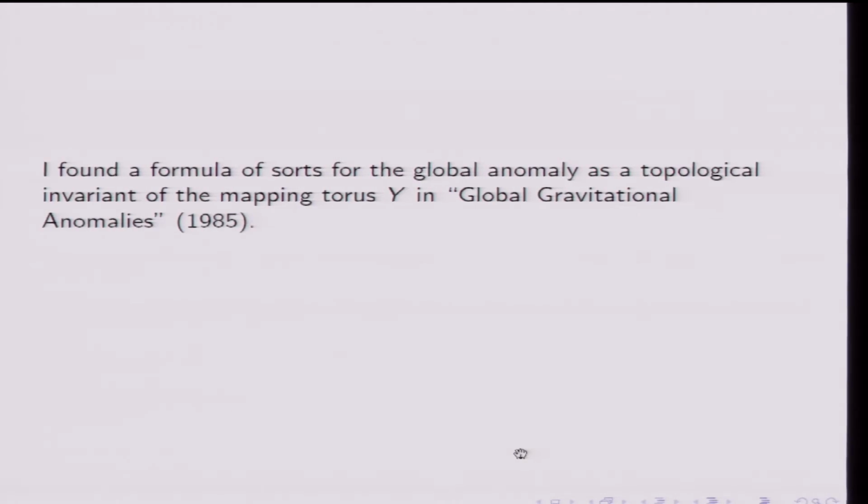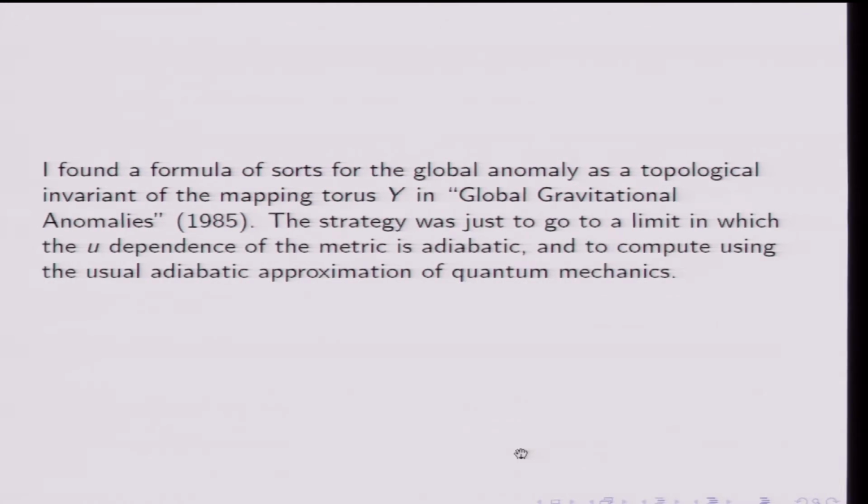So with this formulation of the question, I gave a formula for the global anomaly in an old paper, which I actually reported on at Santa Barbara in 1985 in what sometimes is called the First Strings Conference, although it didn't have that name at the time. The name wasn't used till 1988. The strategy was to go to a limit in which the U dependence is adiabatic and to compute using the adiabatic approximation of quantum mechanics.